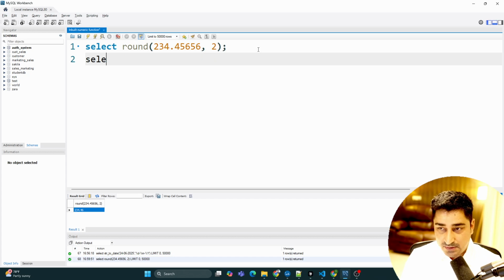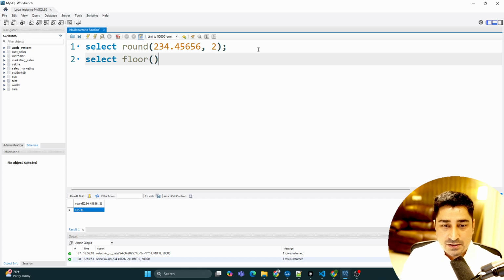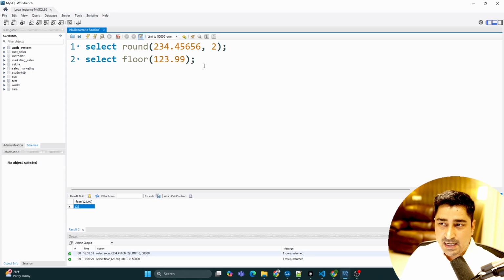And there is something called SELECT FLOOR, the floor function. So let's suppose I have given 123.99. What is it going to return? The largest integer which is lesser than this value. So this is a floor, right? If I'm going to pass 123, what is the largest integer which is lesser than this? 123 obviously. So it is going to return me 123, as simple as that.